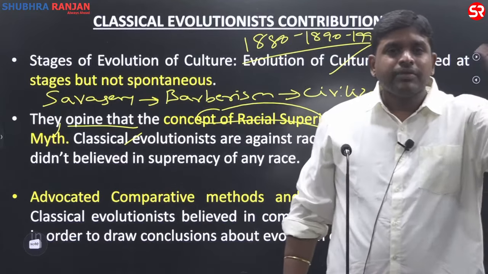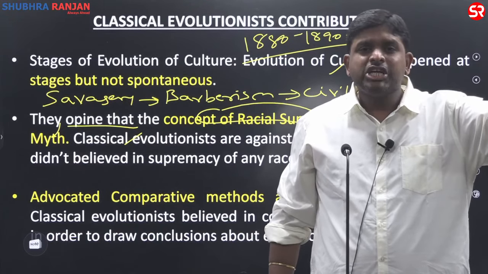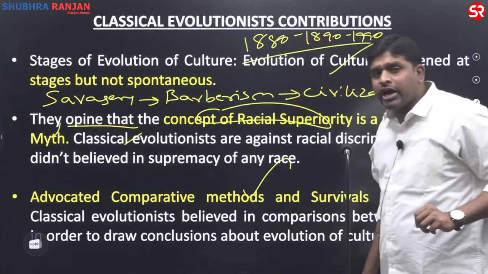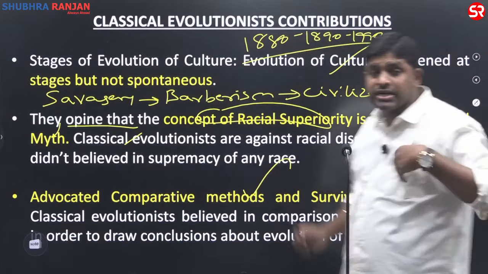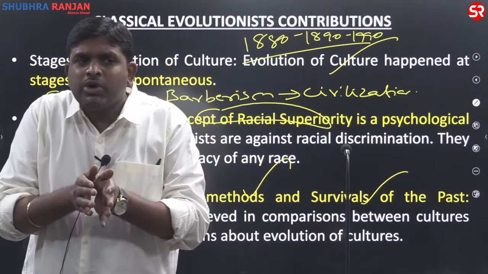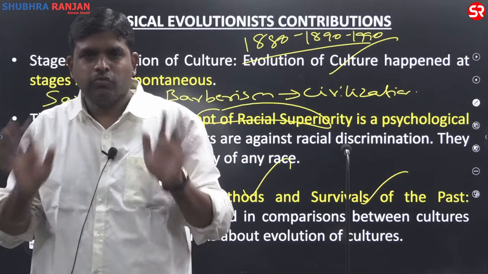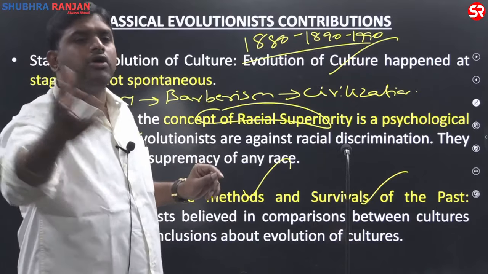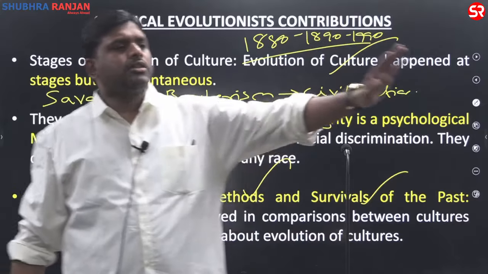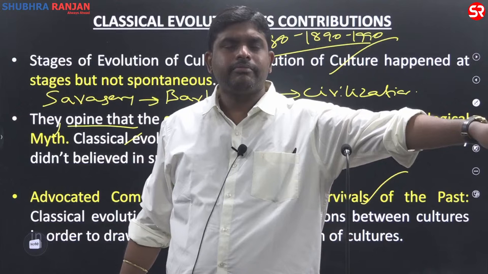The first one: evolution is not spontaneous, evolution is stage after stage. The second one: racial superiority is a psychological myth. They advocated comparative methods and survivals of the past. Understand this. The third one: they told that when you want to understand how cultures have evolved, you have to compare. They say, how you evolved, how she evolved. For example, there is a person from the forest who is preparing for civil services. He is a tribal.